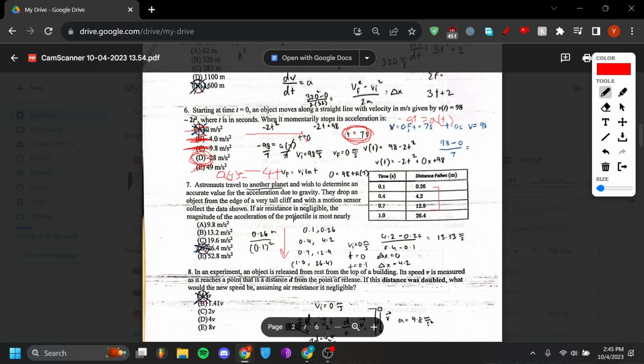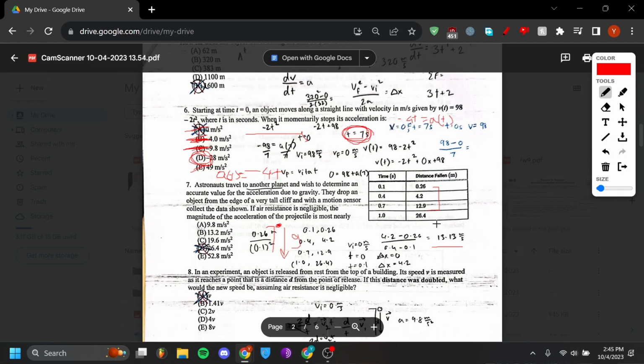Okay, so they drop an object from the edge of a cliff. So that's the cliff. They drop it. Object right there. It's just dropping. That's g. It's gravity. Not our gravity, but that's just gravity. It's a very tall cliff with a motion sensor. At time 0.2, the velocity is going to be 13.13 meters per second.